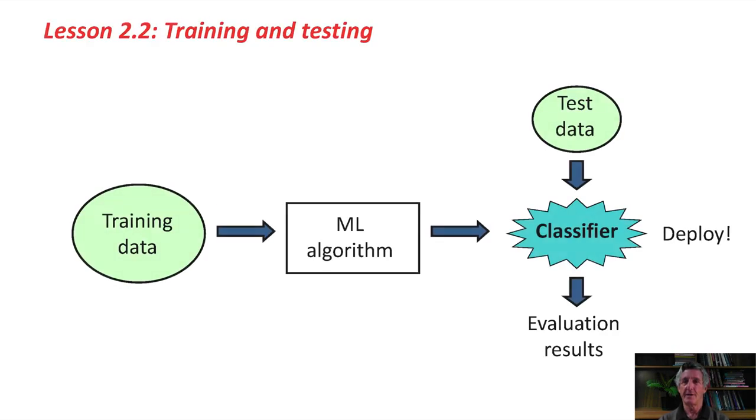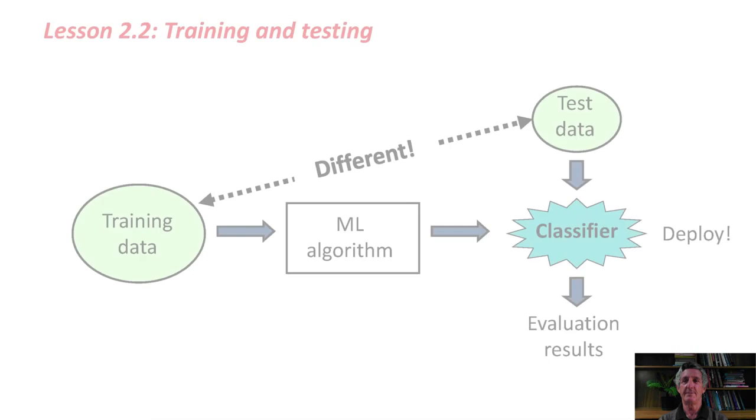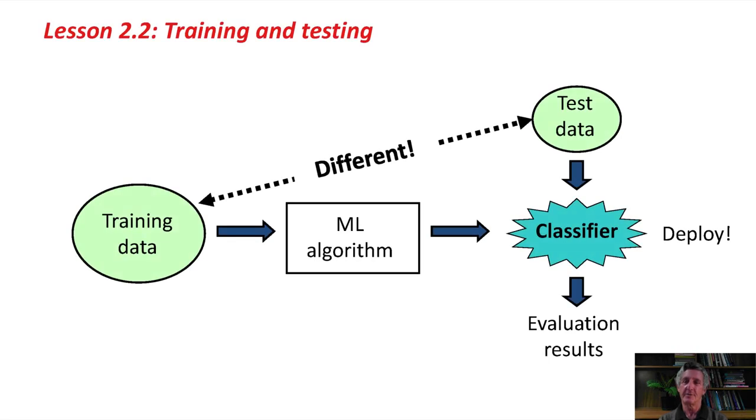And with that classifier we can test it with some independent test data. We can put that into the classifier and get some evaluation results, and separately we can deploy the classifier in some real situation to make predictions on fresh data coming from the environment. It's really important in classification that you only get reliable evaluation results if the test data is different from the training data. That's kind of what we're going to look at in this lesson.